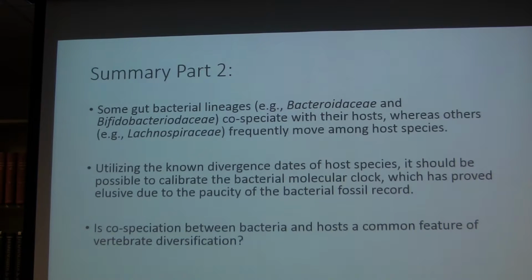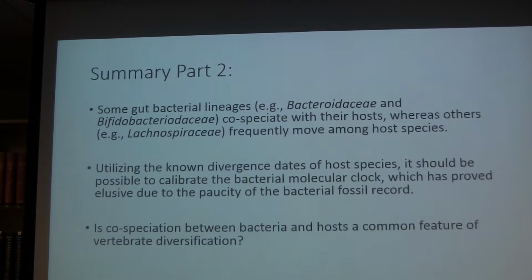So just to summarize part two, there are a range of evolutionary histories within the gut microbiome. There are some gut bacterial lineages, like the Bacteroidaceae and Bifidobacteriaceae, that appear to be co-speciating with their hosts, whereas others are frequently moving among host species. So I don't think there's one type of gut bacterium, there are many types. And something that excites me about this is that by utilizing the known divergence dates of the host species, we can get much better estimates for calibrating the bacterial molecular clock, which is something that's been almost impossible to do before because of the lack of a bacterial fossil record.